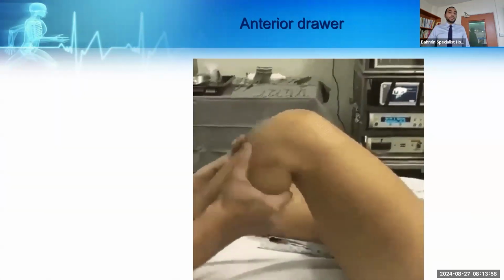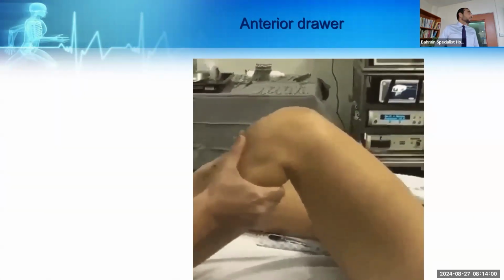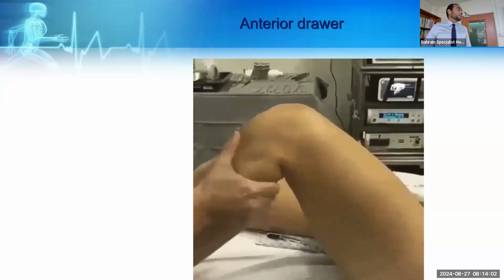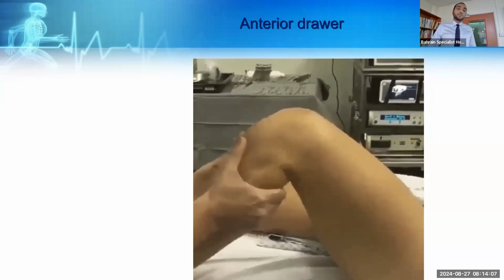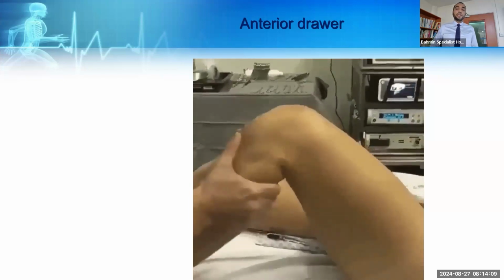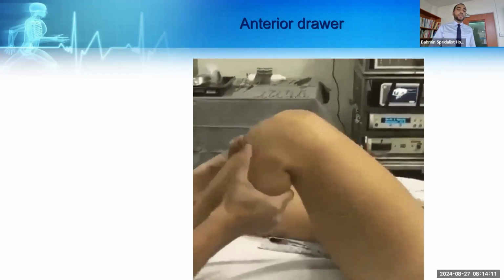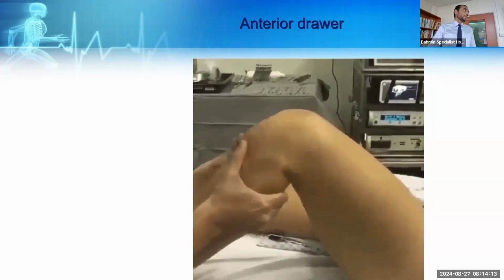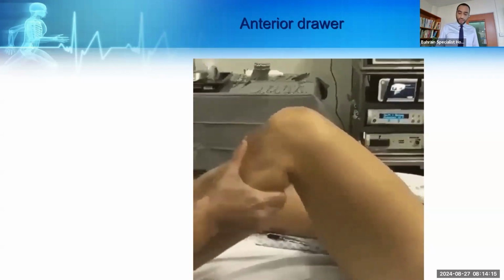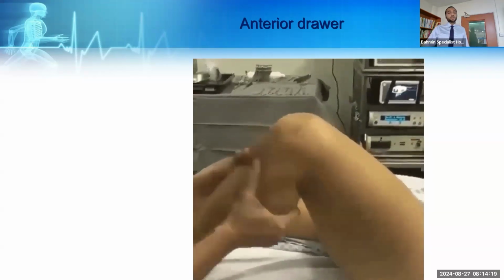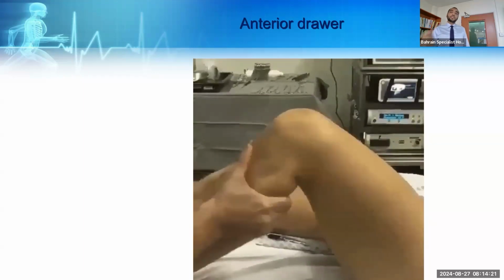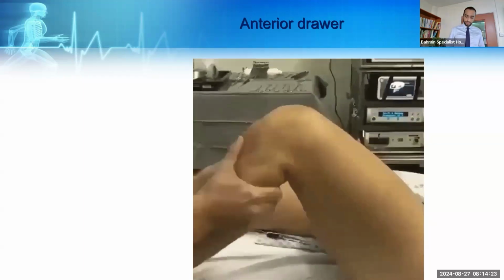So the anterior drawer test is performed by making the patient lie down with the knee at 90 degrees, and the proximal part of the tibia is held with both hands, and an anterior force is applied. So you can see how lax the knee looks here. So this is the anterior drawer test. This is the main function of the anterior cruciate ligament, wherein it prevents the anterior translation of the tibia.